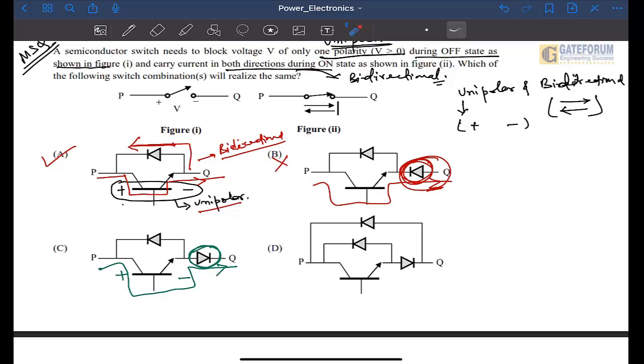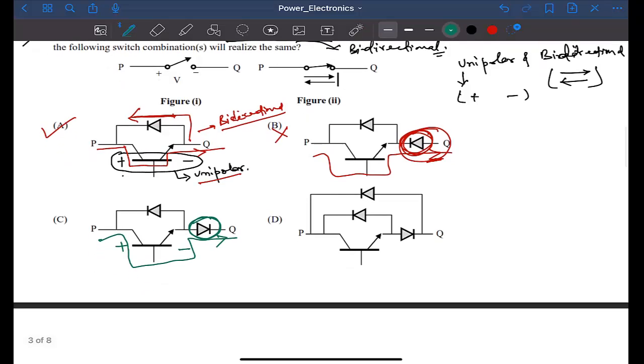Now come to option D. This polarity will be blocked by the BJT and current will be carried from P to Q this way. Correct? So one polarity voltage will be blocked by the BJT and current will be carried in the P to Q direction. And if we want to check the current direction from Q to P, let's check.